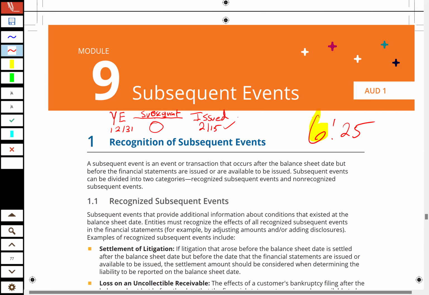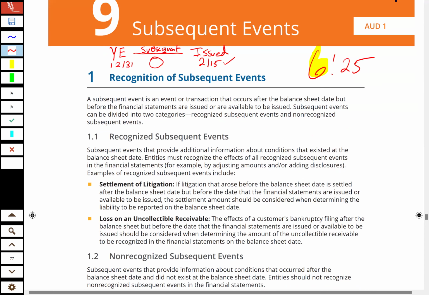Okay, so we take a look, and when we look at subsequent events, they fall into two categories. Okay, they are recognized subsequent events and non-recognized subsequent events. Okay, recognized subsequent event, we will literally make an accounting adjustment. When I say we, I'm talking about the company. We'll make an accounting adjustment.